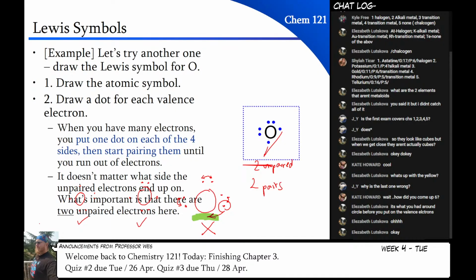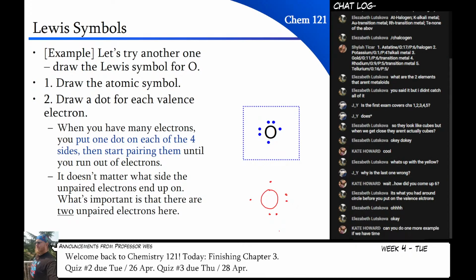All right. So again, when we're drawing this, all that matters is that you have the correct number of unpaired and the correct number of paired. And there's only one way you can do that. The way you want to do this is you just want to pick a side and start dotting around. Dot, dot, dot, dot, dot, dot, until you're done. And you'll always get the right answer. One per side.